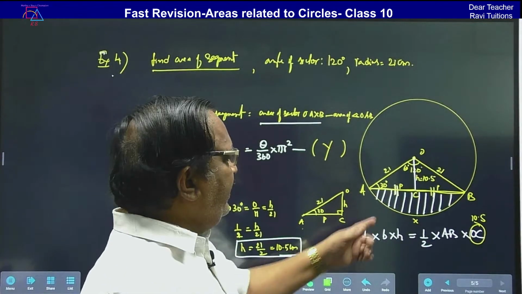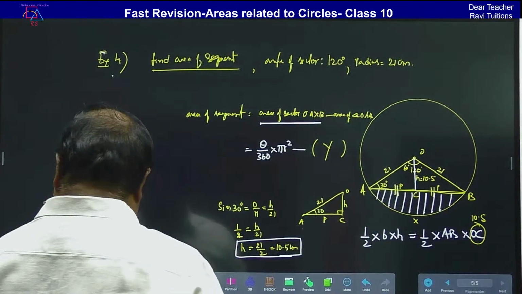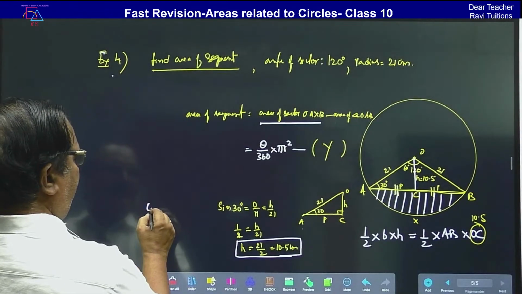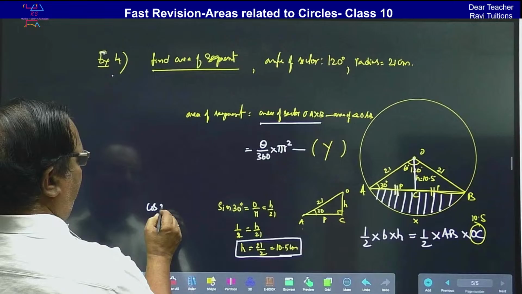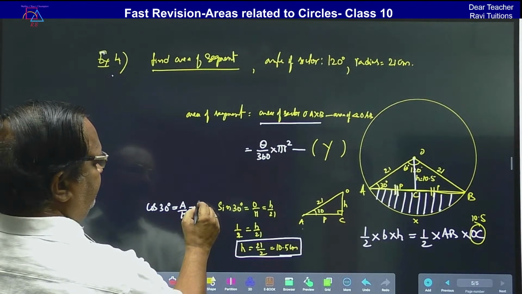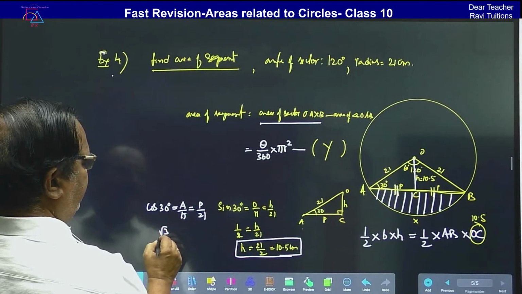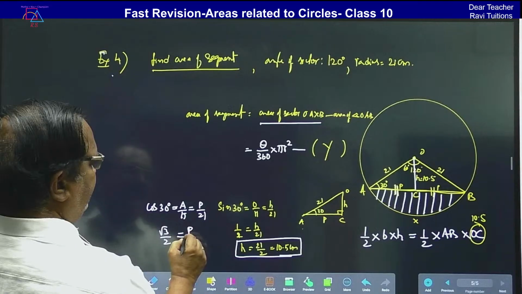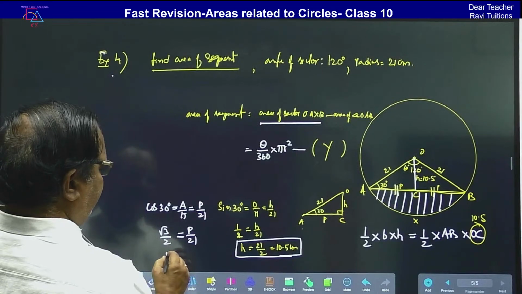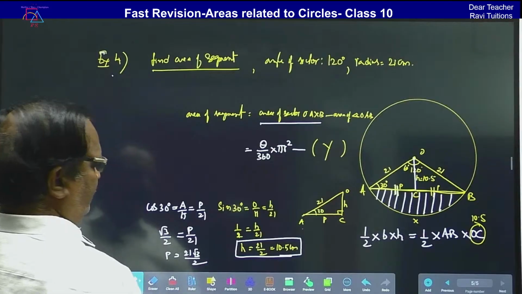And then we need P also. P, we will find out. P is the adjacent side. Cos 30 is equal to adjacent side by hypotenuse. The adjacent side is P by 21. Cos 30 is root 3 by 2, which is equal to P by 21. So, P is equal to 21 root 3 by 2.